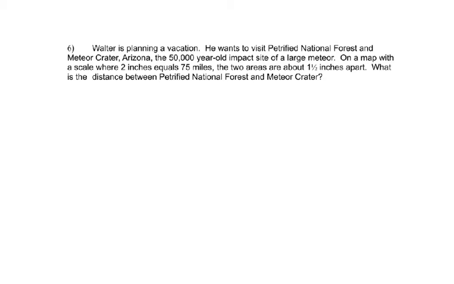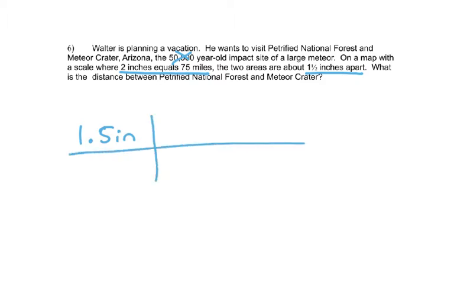Okay, so the relevant information here is that 2 inches equals 75 miles on the map, and they're 1.5 inches apart. So this is actually a lot of words. Some of these words don't matter. The 50,000 doesn't really matter. They're just saying, if 2 inches is 75 miles, how do you convert that to 1.5? So we know we're starting with 1.5, which I'm going to illustrate as 1.5 inches. And on the map, we know 2 inches.